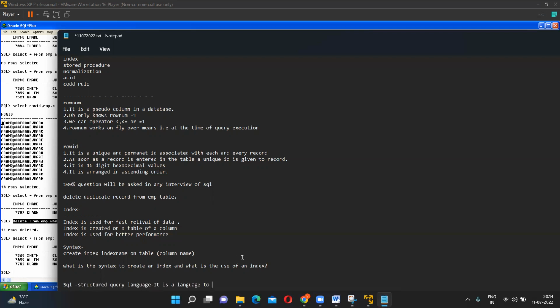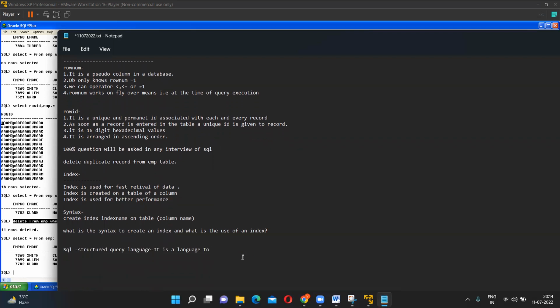What did I tell you about the definition of SQL? Can someone tell me? It is a language to access the database. Do you remember this? Yes. And the higher version of this is what? PLSQL. Have you heard about that?